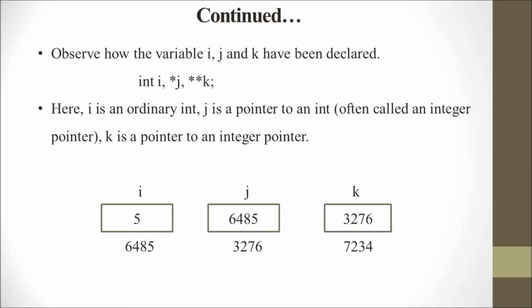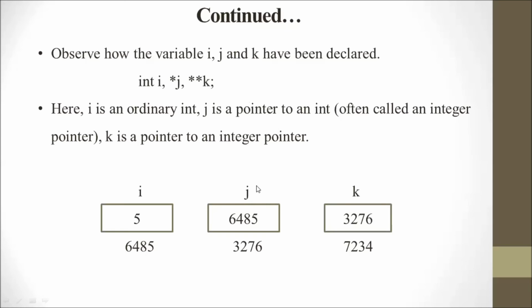Now observe how the variables i, j and k have been declared. We understood the concept of i, j, k in the previous program. Here we declare i, j and pointer to pointer k, meaning double pointer k. Here i is an ordinary int, j is a pointer to an int, often called an integer pointer, and k is a pointer to an integer pointer.